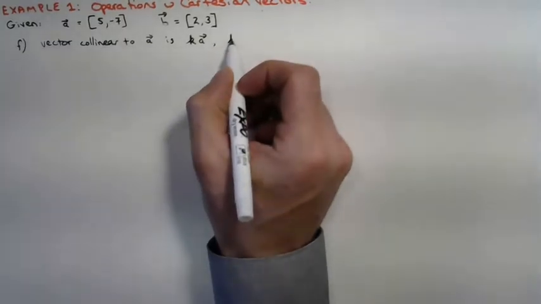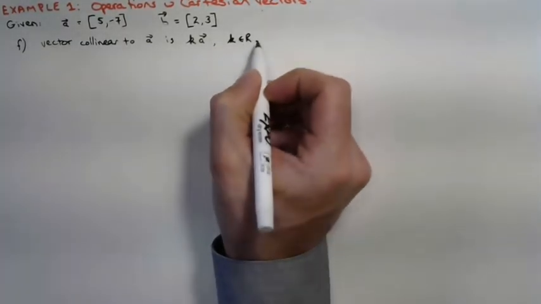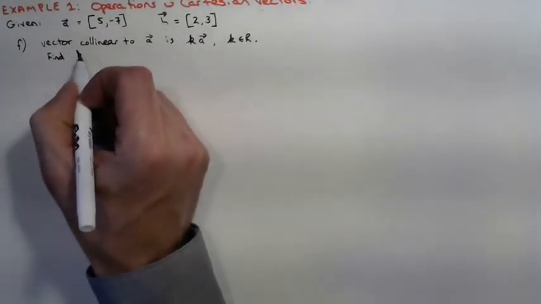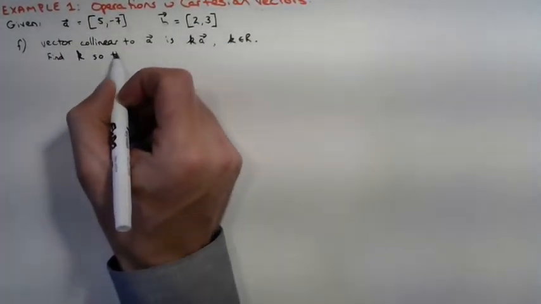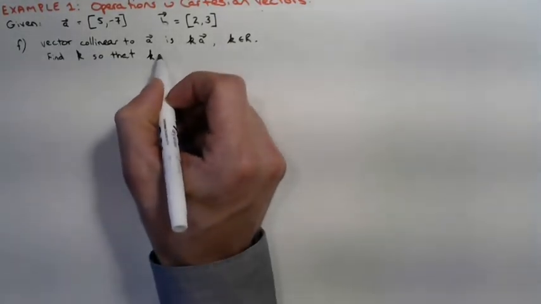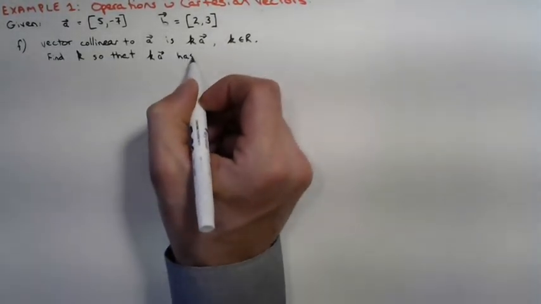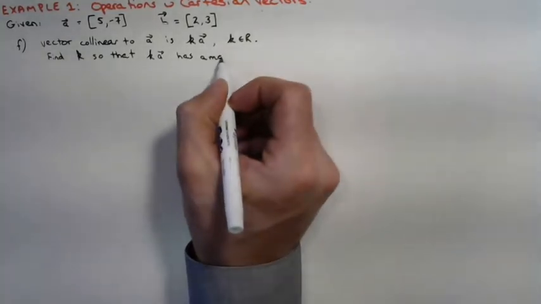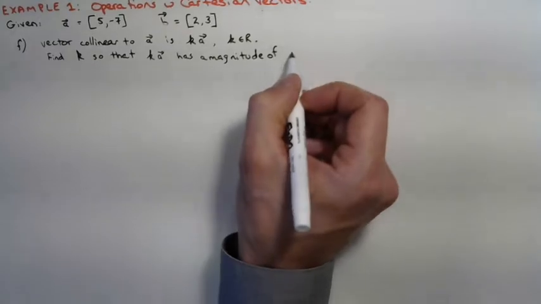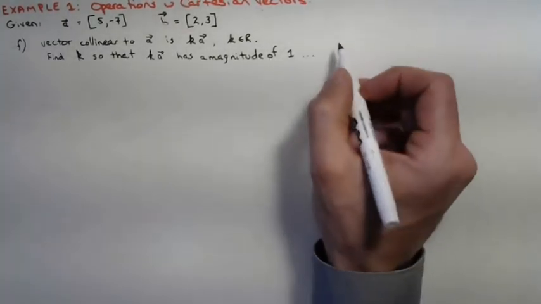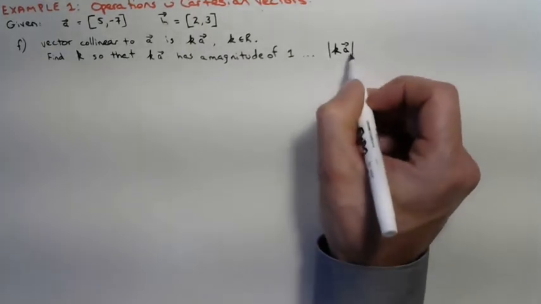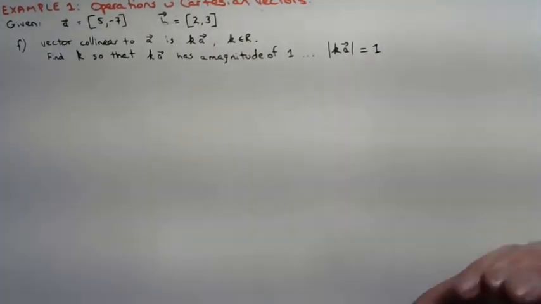So we're told K comes from the set of real numbers, and our goal is to find K so that Ka has a magnitude of 1. So they could have also written that as just this, right? The absolute value of Ka equals 1. That's our goal.